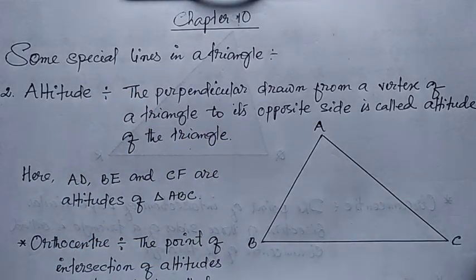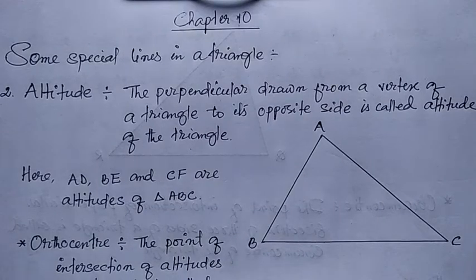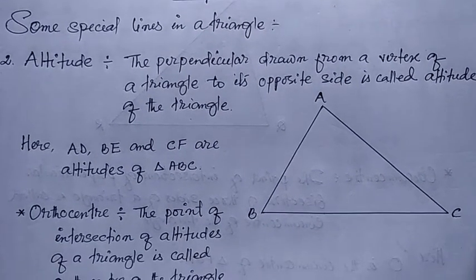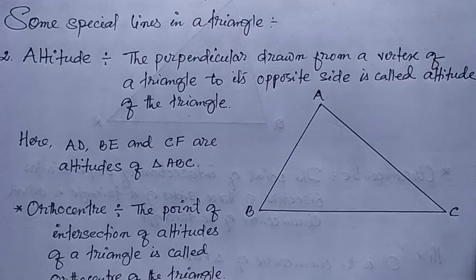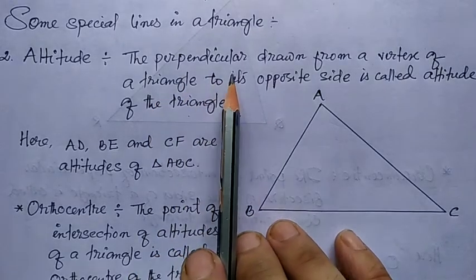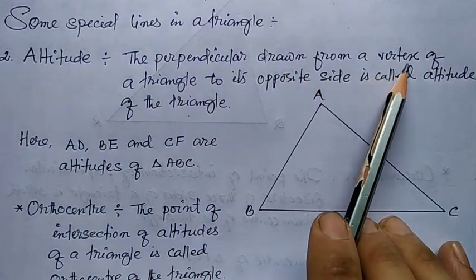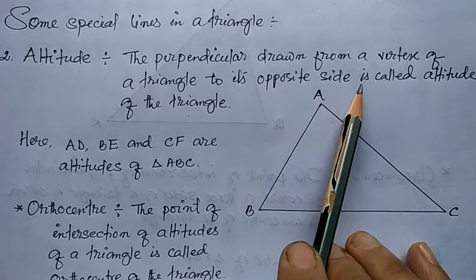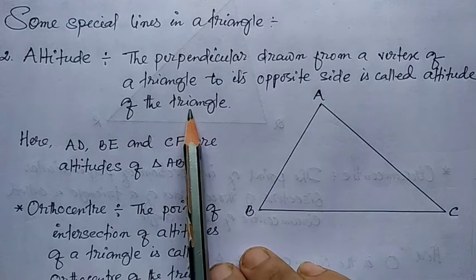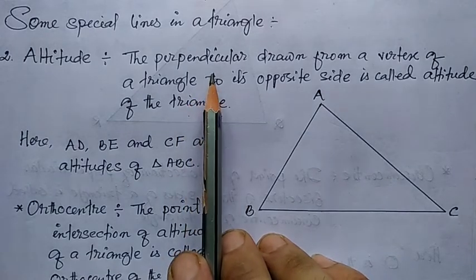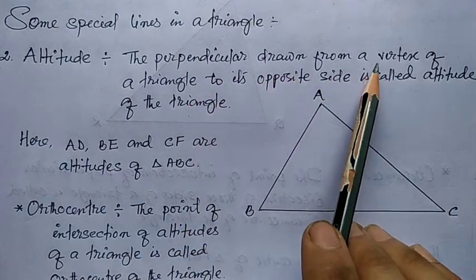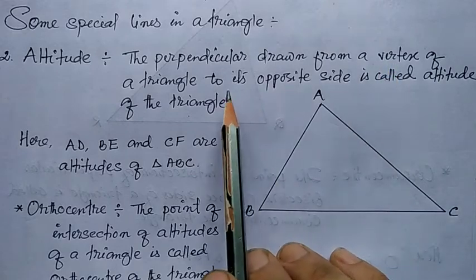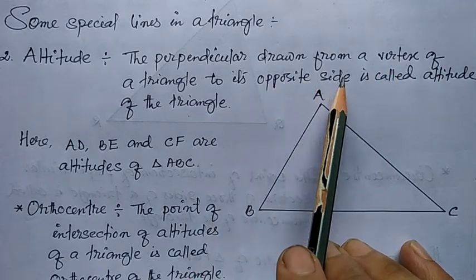First, let's define what an altitude is. Here is a definition for you. The perpendicular drawn from a vertex of a triangle to its opposite side is called altitude of the triangle. It is a perpendicular drawn from a vertex, meaning one vertex, to its opposite side.